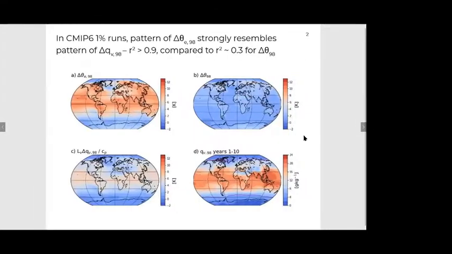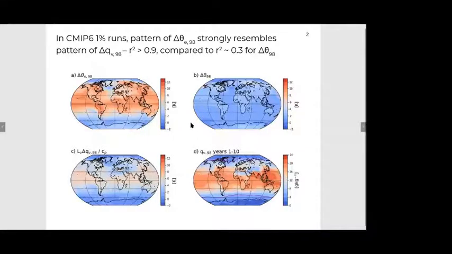So that's a kind of framing of the problem. This is what the changes in theta E look like in CMIP6. So this is a multi-model composite over the 1% CO2 runs. The difference between years 71 to 80 and years 1 to 10 over all the models that had data currently available. So this is a pattern of theta E, and I'm looking at the 98th percentile of theta E, so the change in the 98th percentile of theta E.